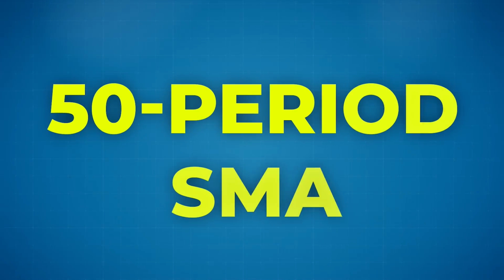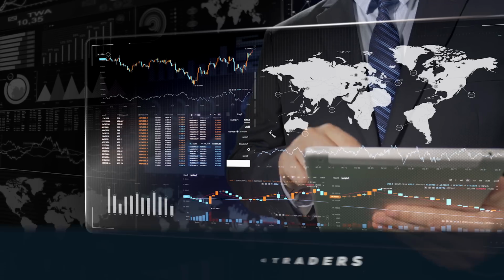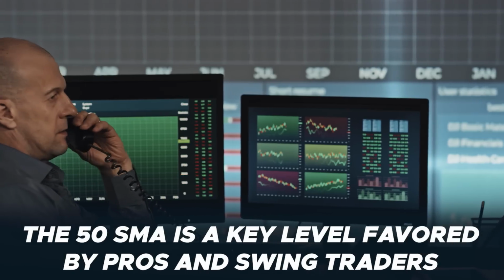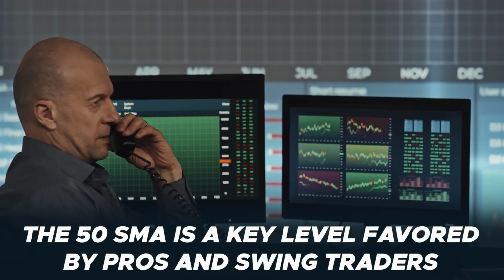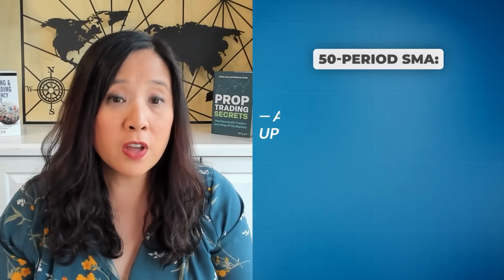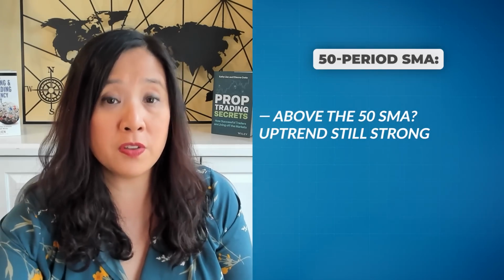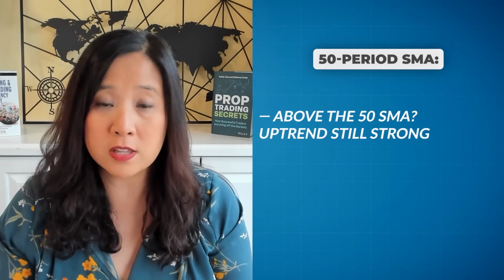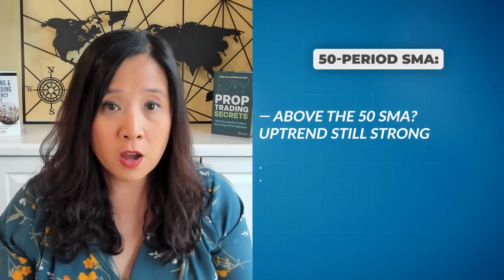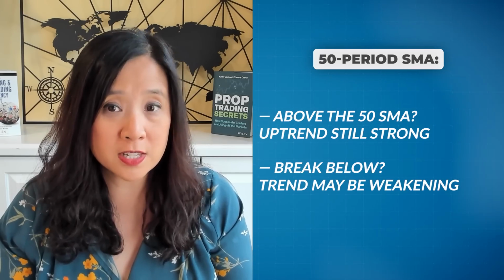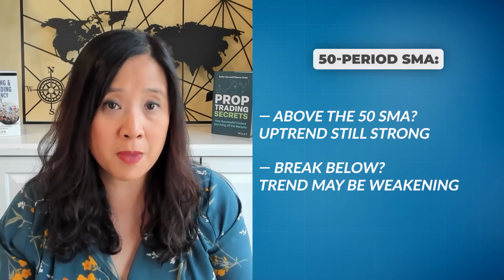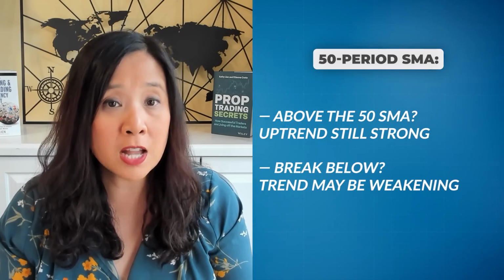The 50 SMA is a key level that's actually used by institutional and professional traders alike, especially swing traders. It serves as a very important trend confirmation level. If the price stays above the 50 SMA, it means that the uptrend is holding strong. A break below the 50 period SMA can indicate potential trend weakness. You want to watch this level during pullbacks. It's oftentimes where major reversals occur.